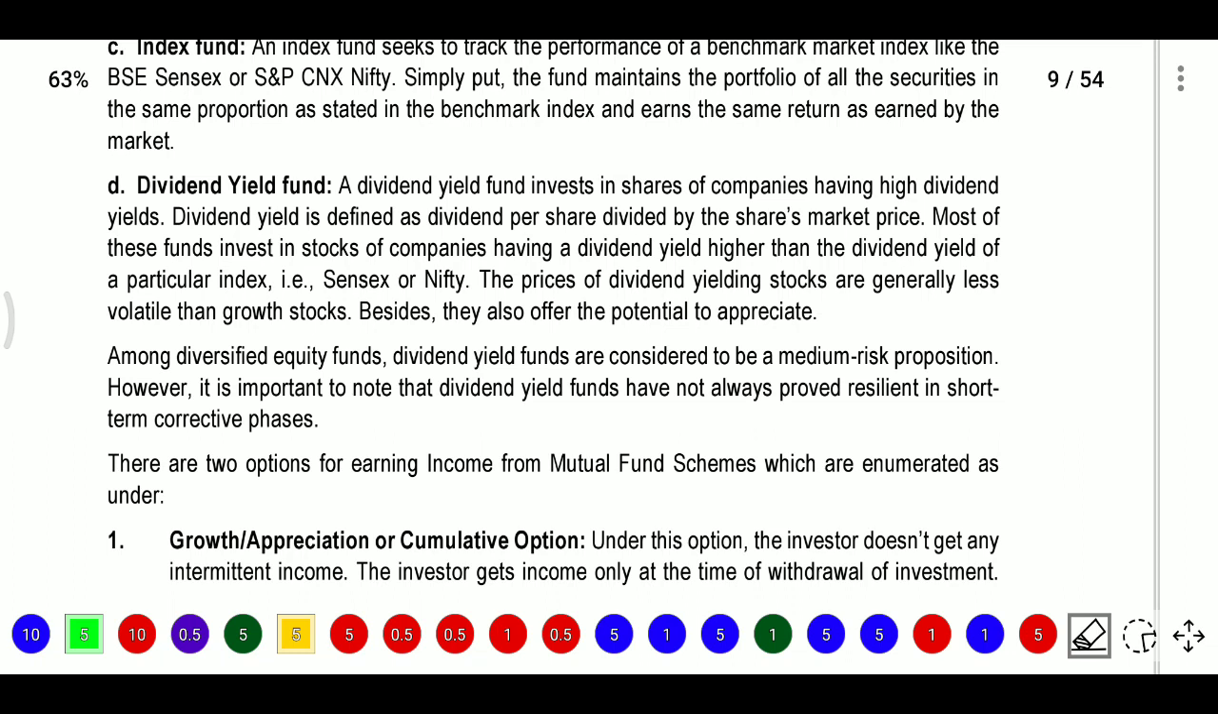The price of dividend yielding stocks is generally less volatile than growth stocks. Besides this, they also offer the potential to appreciate. So if you are going for a dividend yield fund, you need to invest in shares of the company. Only when you hold company shares on the record date will you get the dividend. So you need to search which company is providing a high dividend yield.